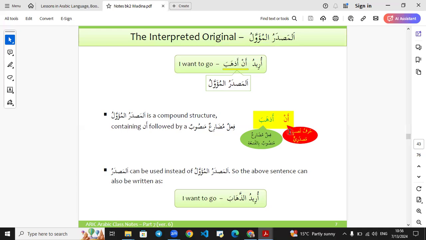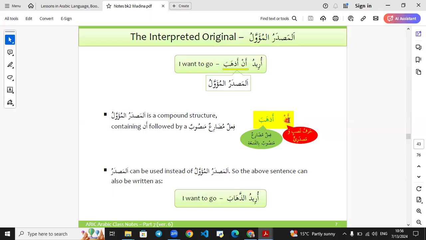Okay. حرف نصب مصدرية. أذهب is now not أذهب, it's أذهب. An affects the fi'l mudari here into mansubun case. So we say it's fi'l mudari mansubun bil fatha az-zahir. So you can see the fatha is here. So whenever an precedes a fi'l mudari, it becomes mansubun. So we say an harf nasbin wa masdariyya. So it changes the fi'l mudari into mansubun.